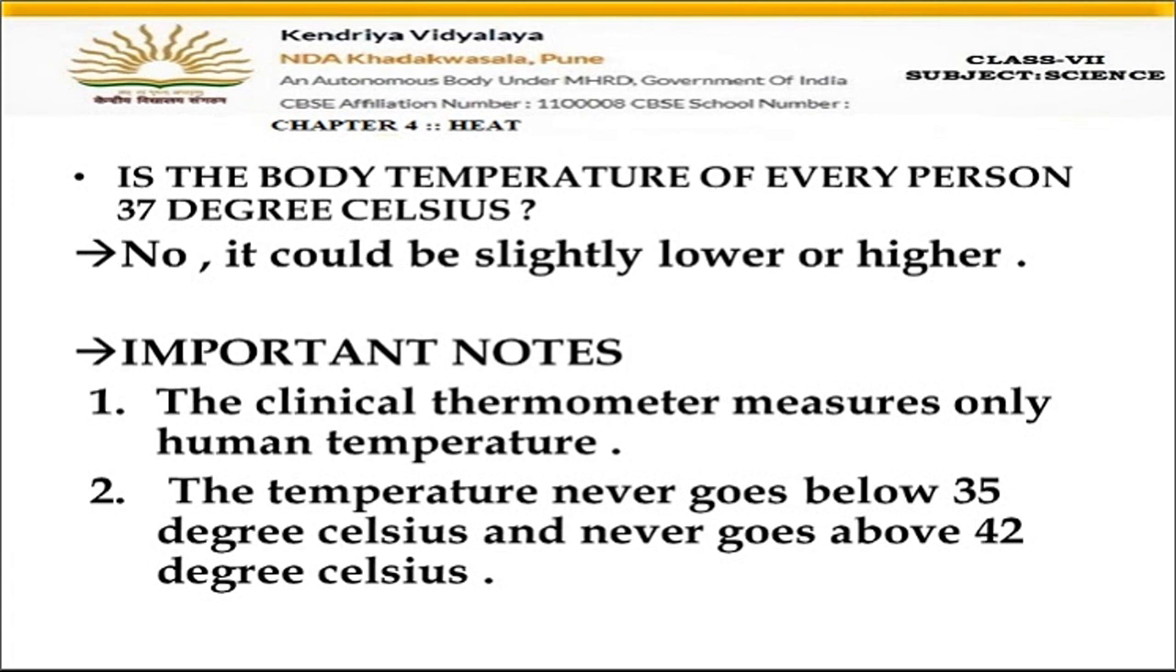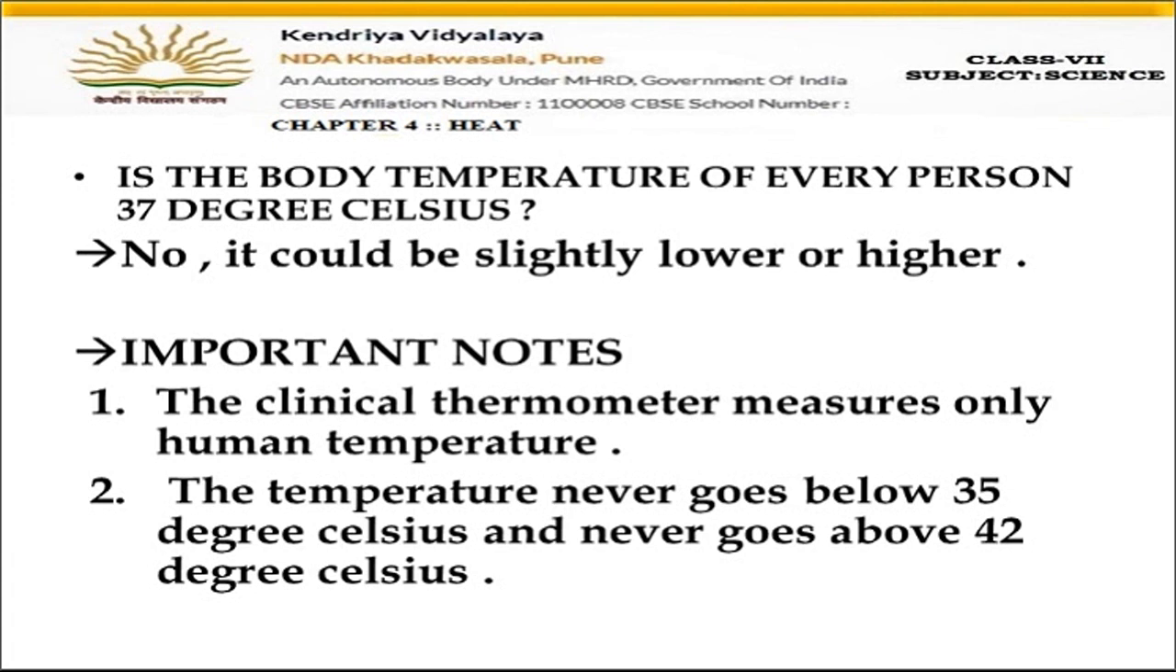Then let us read some important notes here. The clinical thermometer measures only human temperature. Clinical thermometers cannot be used to measure the temperature of hot water or of cold ice cream. Clinical thermometers are only used to measure human body temperature. Human body temperature never goes below 35 and never goes above 42 degrees Celsius. That's why clinical thermometers always measure the temperature between 35 and 42 degrees Celsius.